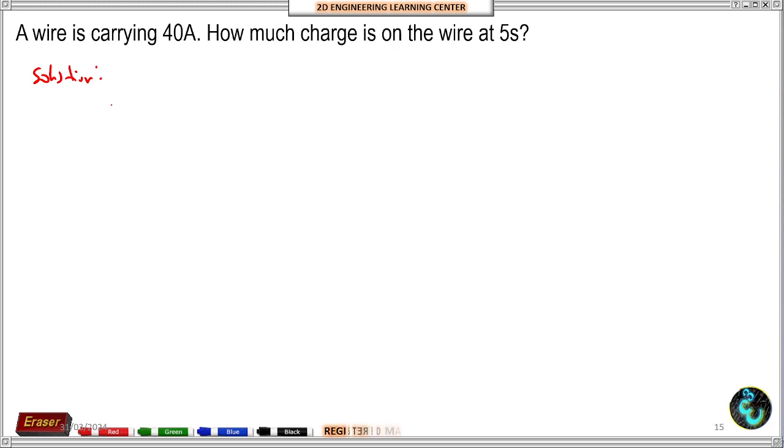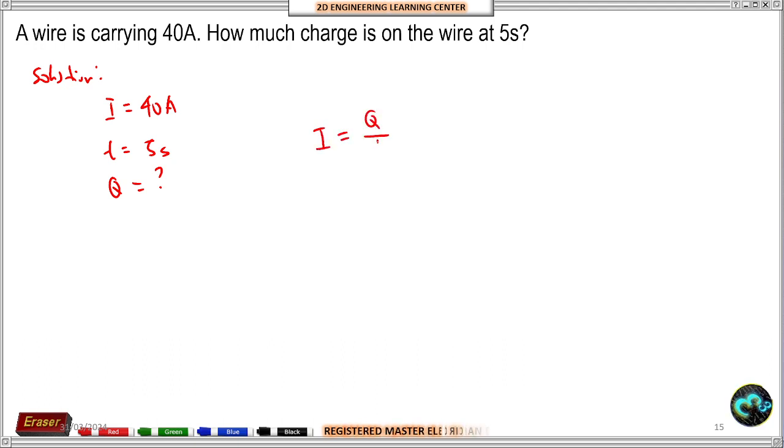So the given is the current, which is equal to 40 amperes. Then the time is 5 seconds. So what we are looking for is the charge. Okay. So the formula is I is equal to Q over T.